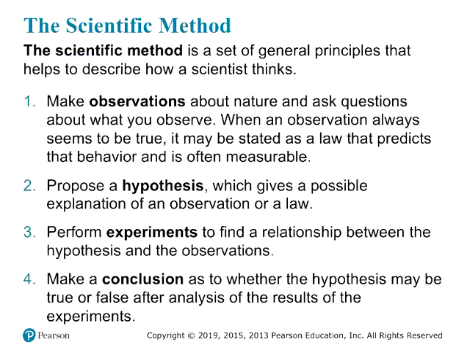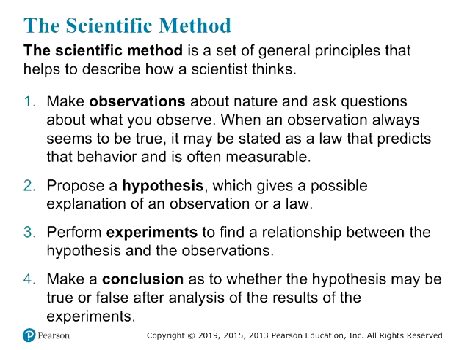So first, a scientist would make observations about nature and ask questions about what they observe. Now, when an observation always seems to be true, then it can be stated as a law that predicts that behavior and is often measurable. So, for instance, maybe you observe that bees like certain flowers. And maybe you make some more observations and find that bees are always attracted to the same type of flowers. So you could then make a law about that behavior.